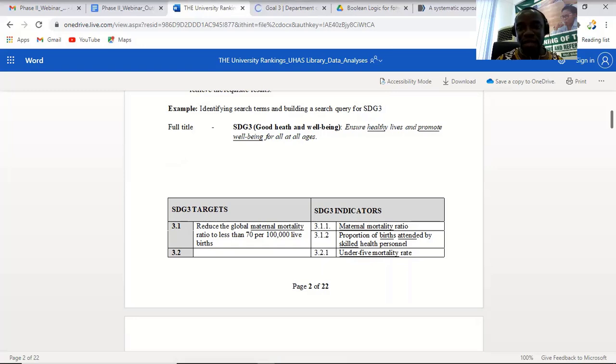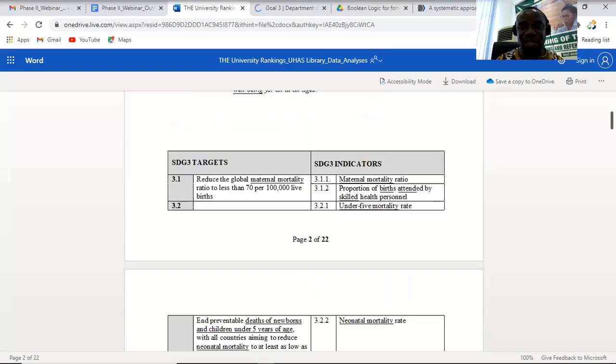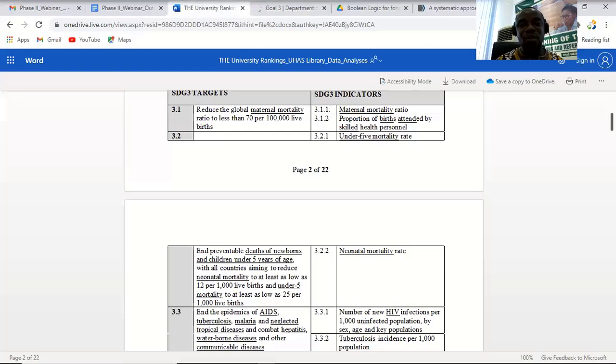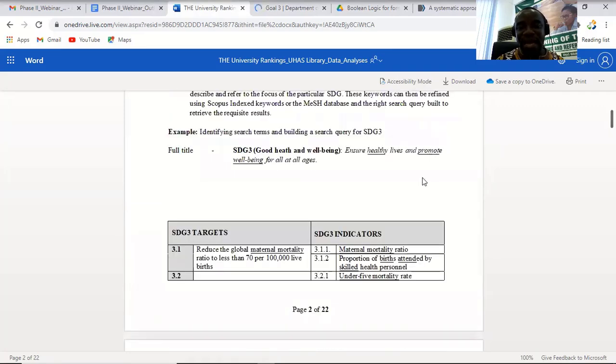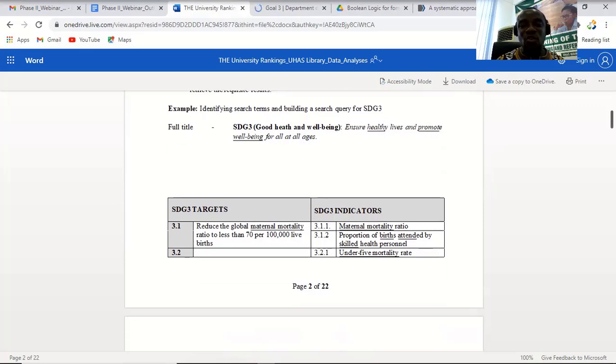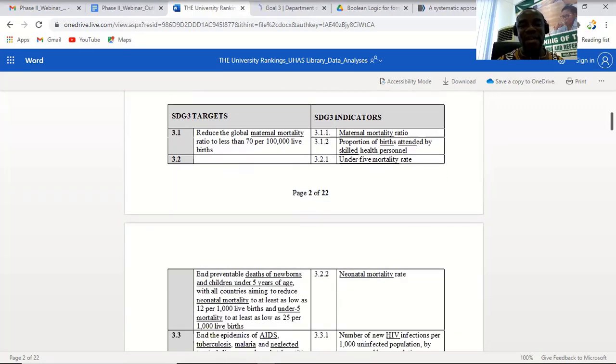So don't forget, you must get a text processing document to document every step of the way. So after getting the main title, you see that I started underlining what I thought were the keywords for me: health, promote, well-being. So for me, I will look for a term like health promotion, well-being. These are all key terms or keywords that manifest or reflect the SDG 3.